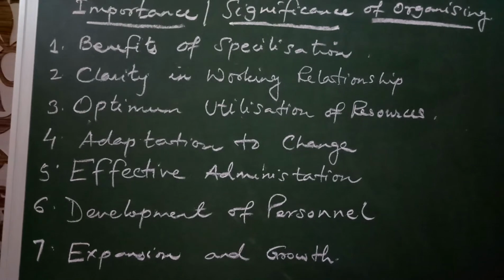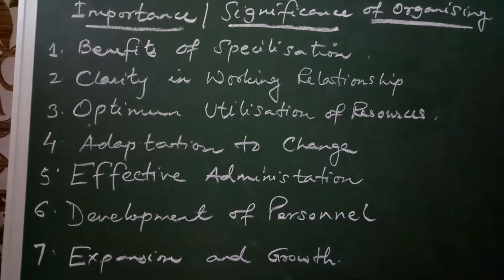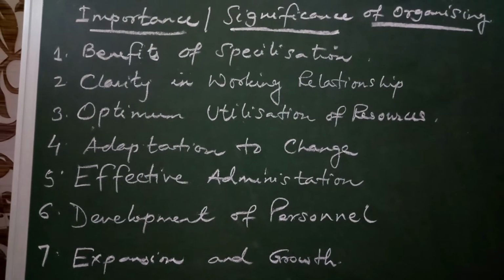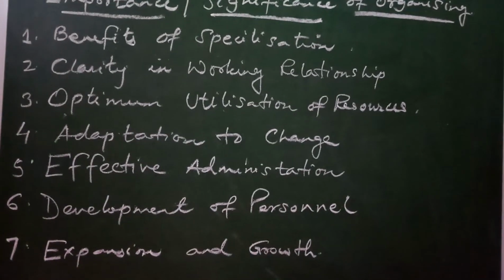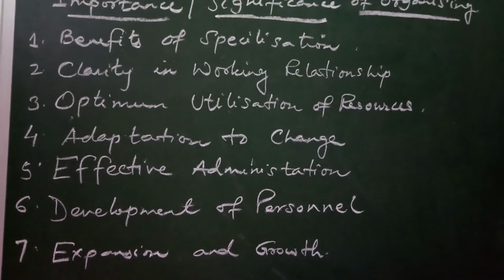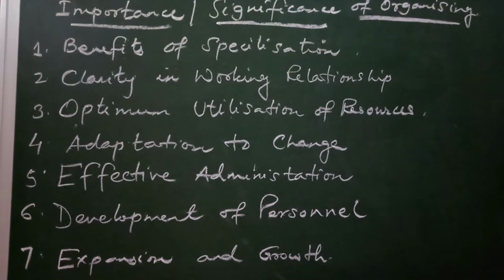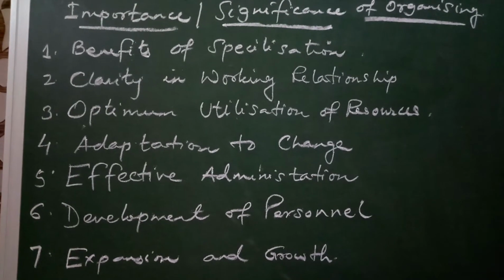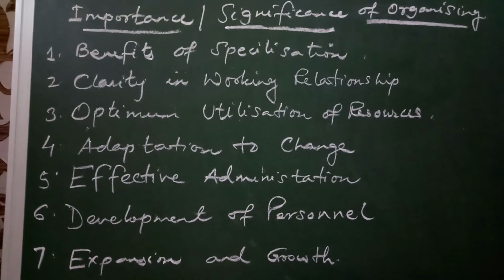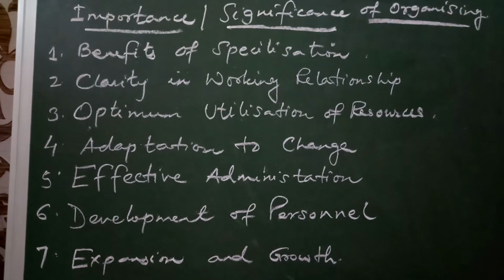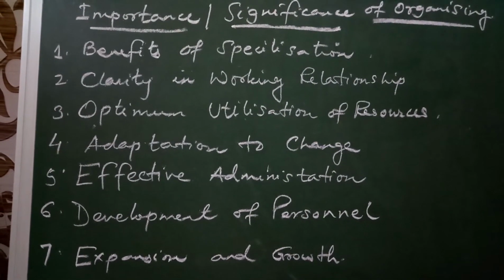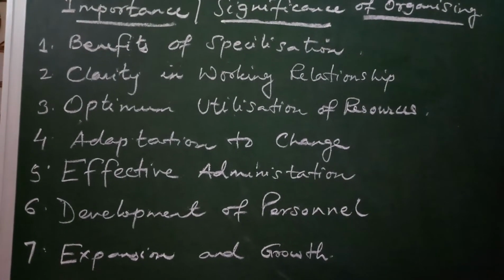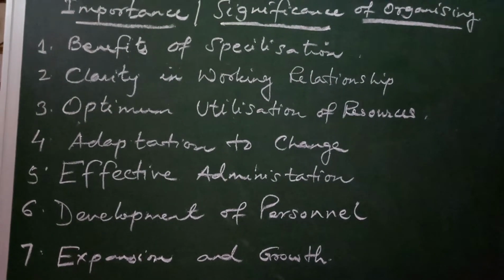Number 4, you have the adaptation to change. Now we know that organization works in a dynamic environment. Environment is not still. Environment is always changing. In the business environment chapter you have done that. So organizing helps the enterprise to adjust itself to the changing environment and modify the organization structure in such a way that it can adapt easily to the changing environment. Organizing provides stability to the enterprise, and it helps in survival and growth of the organization, and any changes in the environment can be easily adopted by the organization.